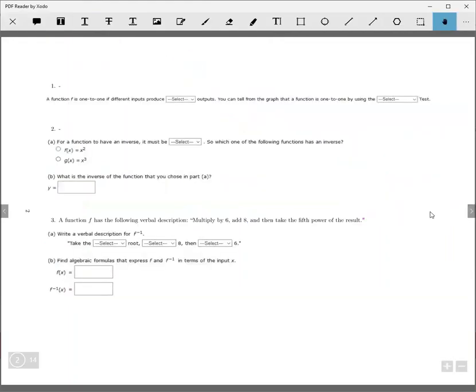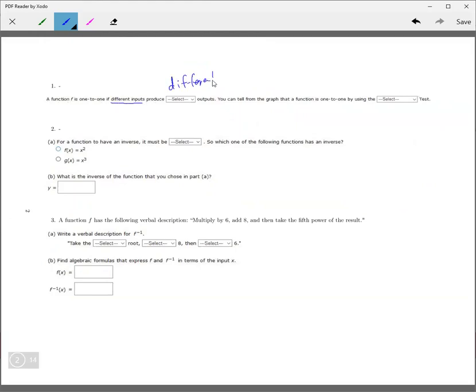Let me briefly go to the next page and explain what that means. A function is one-to-one if different inputs produce different outputs. You can tell from the graph of a function that it's one-to-one by using the horizontal line test. That means the horizontal line is not going to intersect in more than one place. If that's true, then the function is one-to-one.